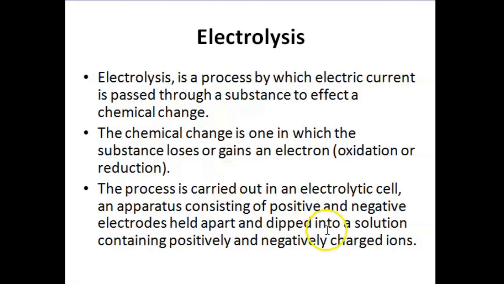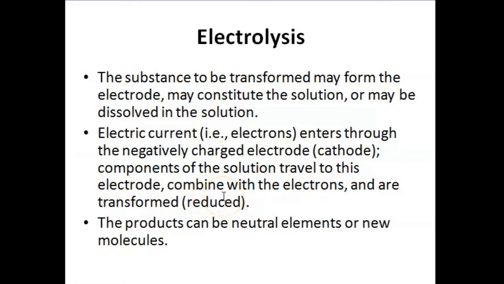will consist of positive and negative electrodes. They will be held apart and dipped into a solution that contains positively and negatively charged ions. And in electrolysis, the substance to be transformed may form the electrode that may constitute the solution, or it could also be dissolved in the solution. Hence, the electric current, that is nothing but the electrons, will enter through the negatively charged electrode, which we call the cathode, and components of the solution will travel to this electrode.